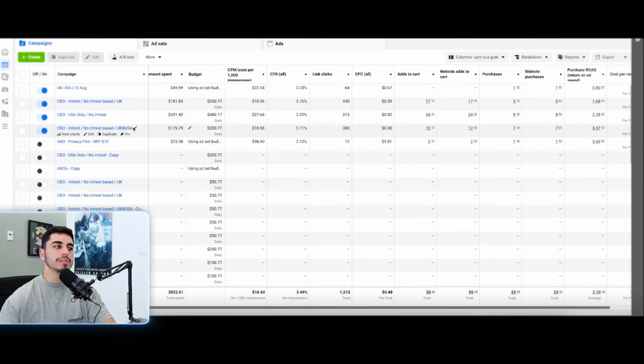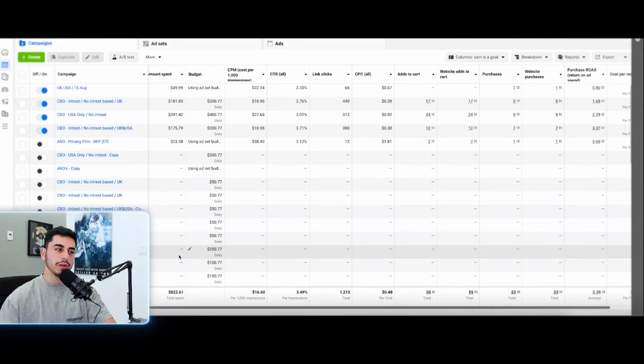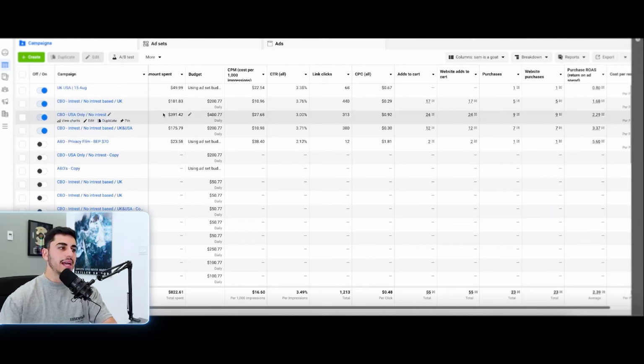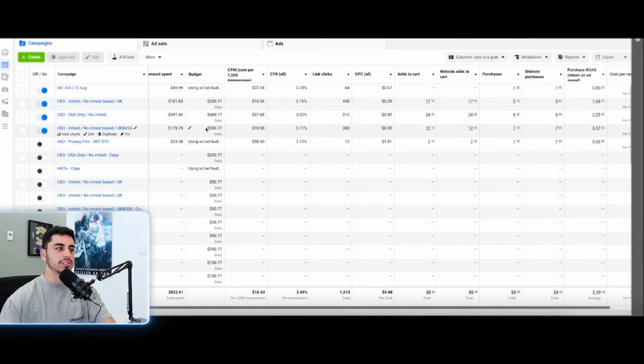But you know, you can always make multiple of the CBOs. You can see we had a few CBOs a few weeks ago that we initially tested with, and I turned off those campaigns that were not working. And the ones that were working, I just went ahead and started to scale.